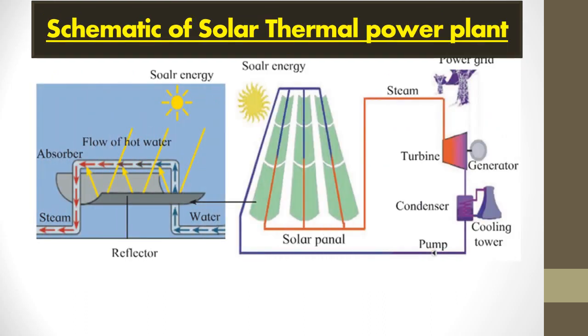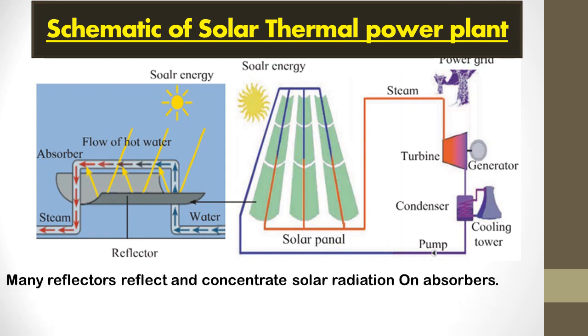Here is a schematic of a solar thermal power plant in which you can observe the solar energy system, then solar panels, and then the turbine generator system. Many reflectors reflect and concentrate solar radiation on absorbers. These are the absorbers and these are the reflectors. The reflector reflects the sunlight to the absorber, and by using the sun's energy, the water is converted into steam.